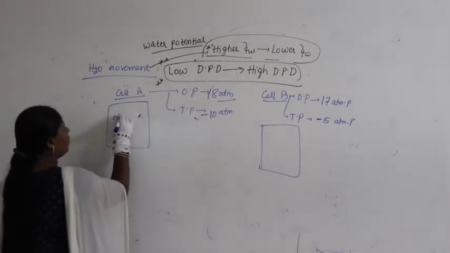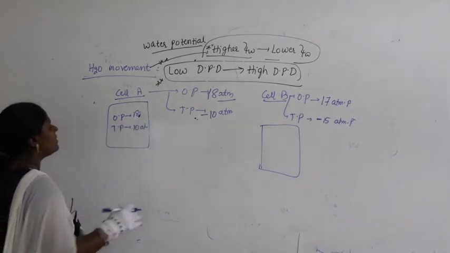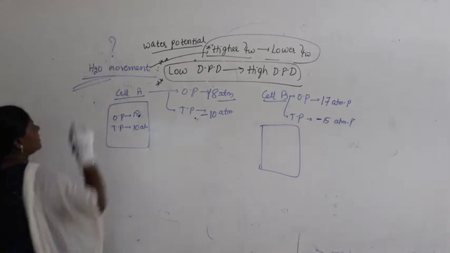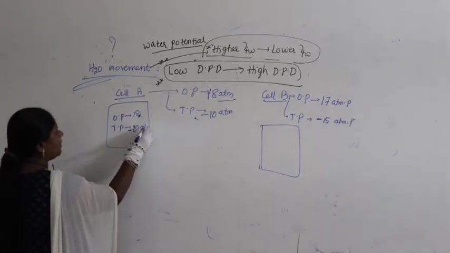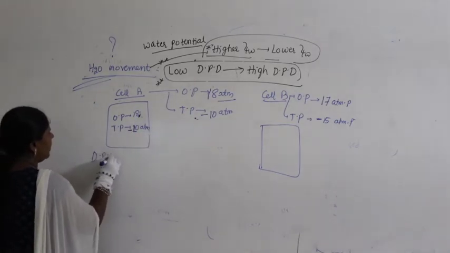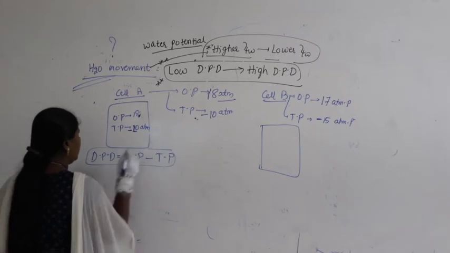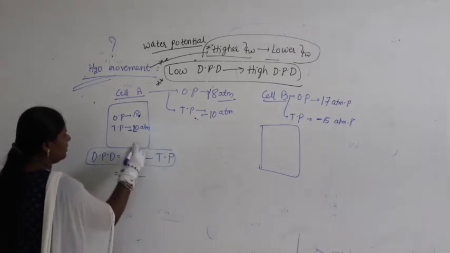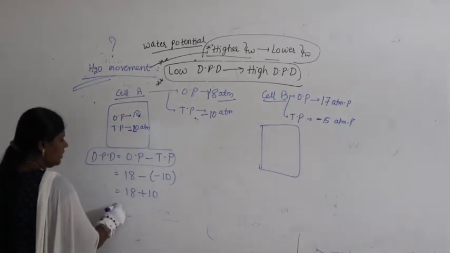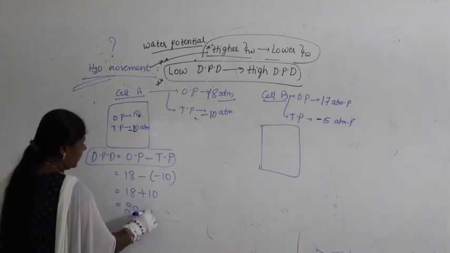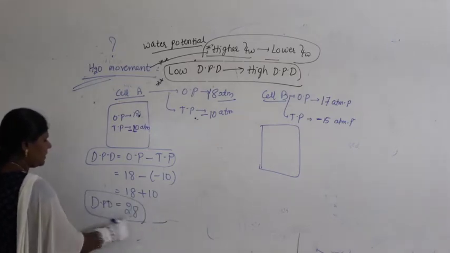So, when OP is 18 and TP is 10 atmosphere, what is asked in the question? In the question they asked what the water movement is, from where to where. So, here I am writing 10 atmosphere pressure is TP. Then what is the DPD value for cell A? The formula is OP minus TP. So, OP is 18 minus of 10, that means 18 plus 10, minus into minus, then it will become 28 atmospheric pressure, that is the value for DPD. Let us take 28. DPD value is 28.